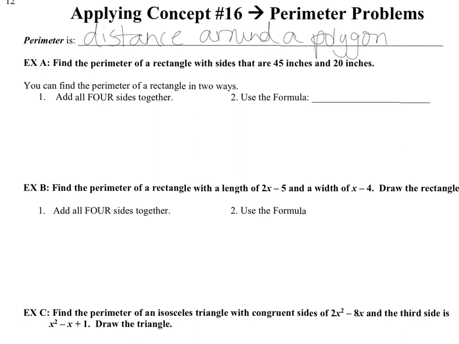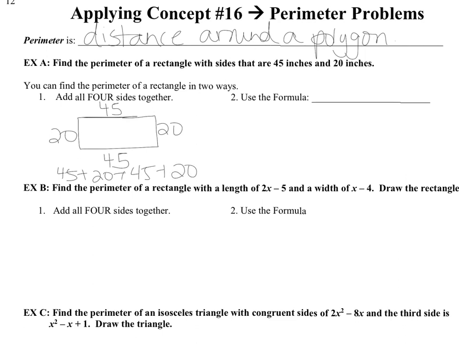So the first example says find the perimeter of a rectangle with sides that are 45 inches and 20 inches. So really, one thing you could do is you could just add up all the four sides. So just real quick, if I have a rectangle, one side is 45 inches and the other side is 20 inches, we could just label all four sides. Since it's a rectangle, we know this side is also 45 and this side is 20. So to get the perimeter, we could just do 45 plus 20 plus 45 plus 20, which is going to give me 130 inches. So the perimeter would be 130 inches, basically.